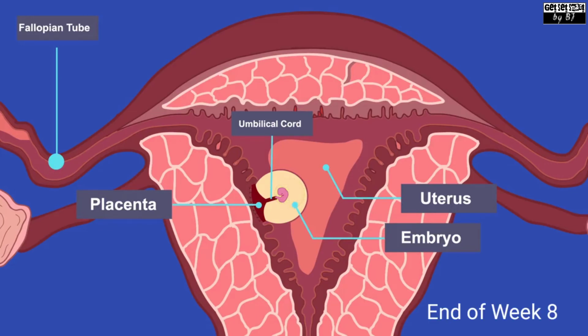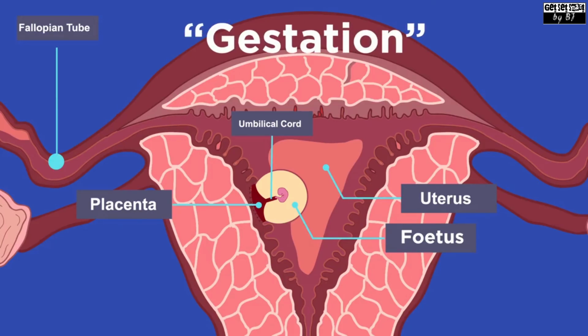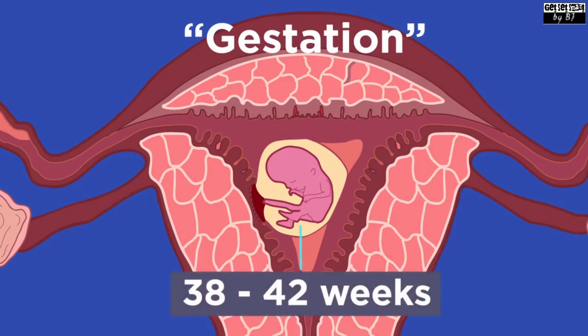At the end of week 8 after fertilization, the embryo develops into a fetus, which has all the organs including the heart and brain, but the size of the fetus is still very small. The fetus continues to develop for its entire pregnancy, also known as gestation, so it can survive independently outside its mother's womb. This is normally between 38 to 42 weeks.